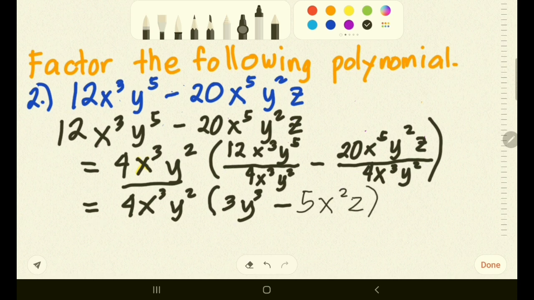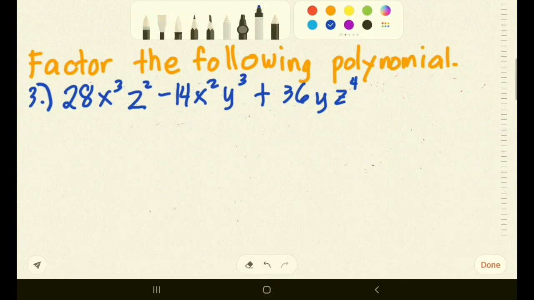So the factors of 12x cubed y to the power of 5 minus 20x to the power of 5 y squared z are 4x cubed y squared multiplied by 3y cubed minus 5x squared z. Class, remember, I told you that you can check your answers by multiplying the factors and then you come up with the given polynomial. Okay, another example.